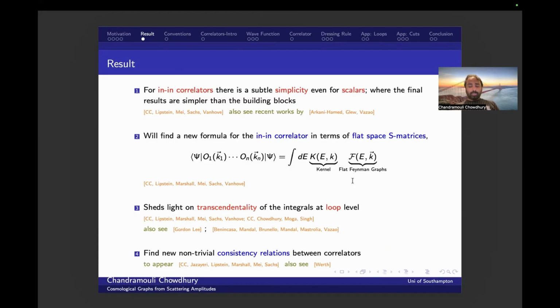And what I'll try to argue is that in these correlation functions, there's actually a very hidden simplicity that works when you try to sum over various building blocks, and you find that the final answers are much simpler than the building blocks. In particular, this kind of insight can be realized in terms of an explicit formula that allows you to write these in correlation functions as an integral transform over flat space Feynman diagrams. And I'll explain what this is. And using this, we can find some very non-trivial consistency conditions, understand some loop integrals, and so on, which I'll discuss.